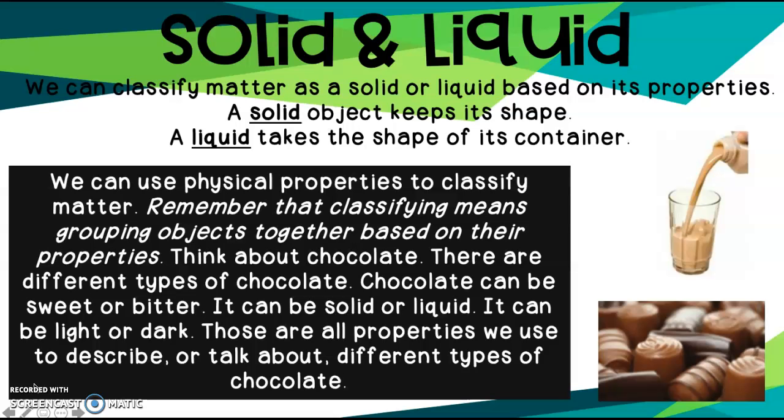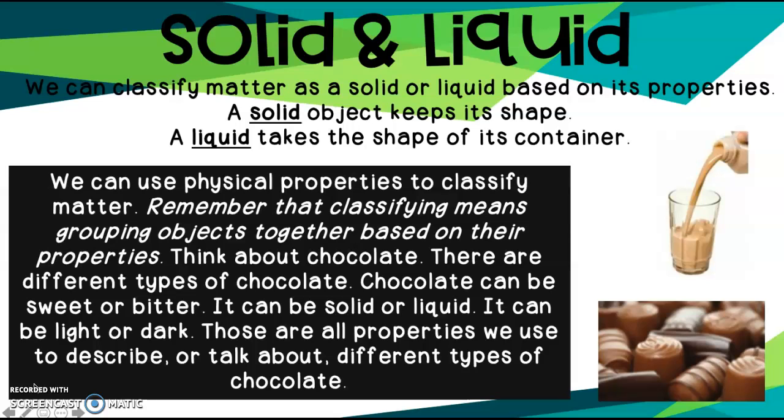Solid and liquid. We can classify matter as a solid or liquid based on its properties. A solid object keeps its shape. A liquid takes the shape of its container. We can use physical properties to classify matter. Remember that classifying means grouping objects together based on their properties.